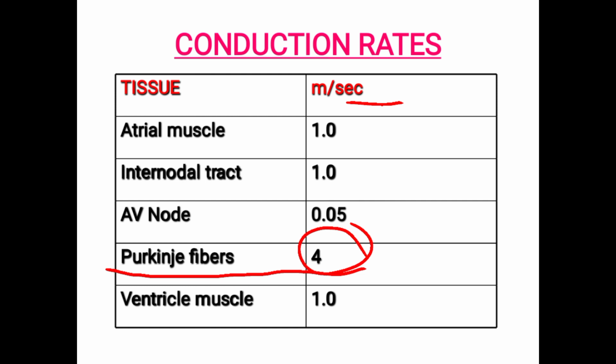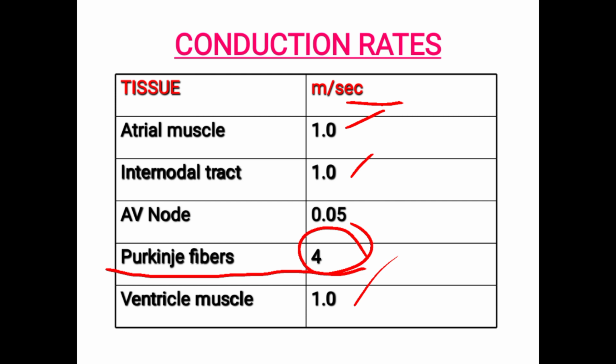Next come the atrial muscle, internodal tract and ventricular muscle, where it is 1 meter per second. Next, the AV node, where it is 0.05 meter per second. So that is the conduction rate.